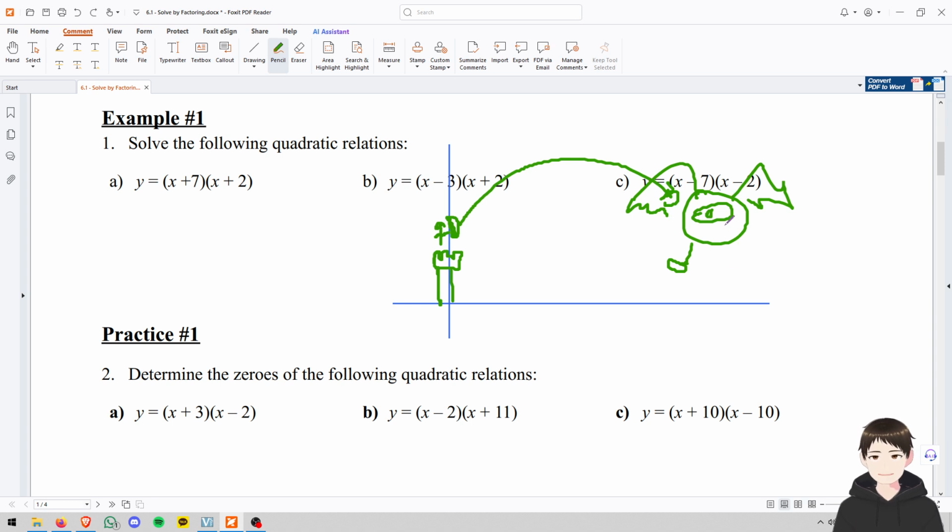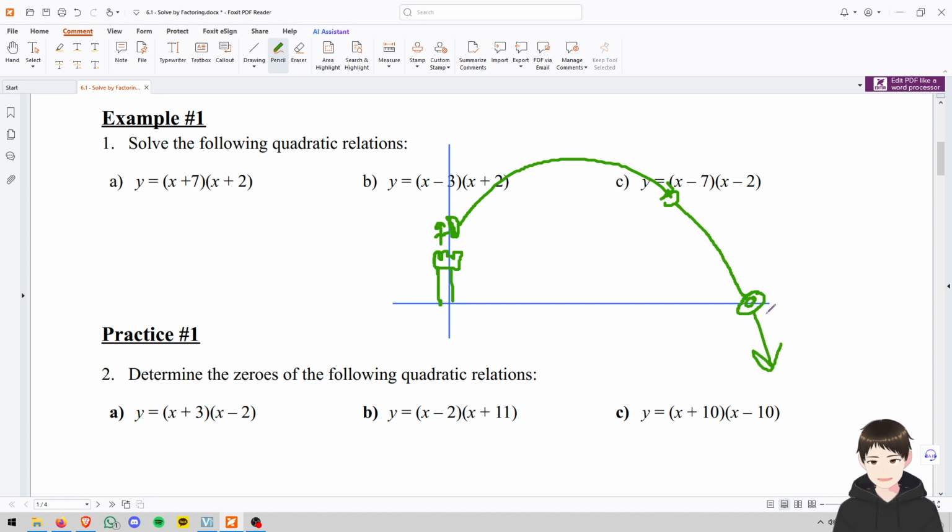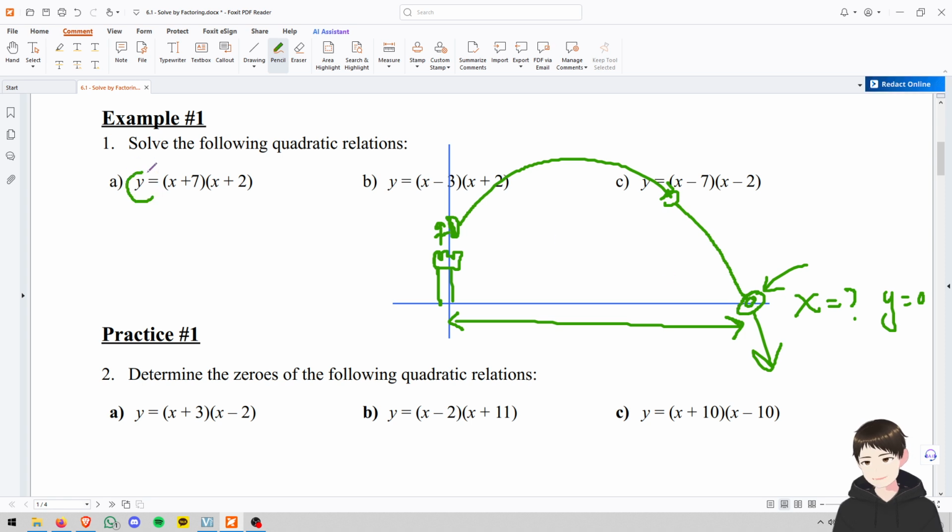What if that monster wasn't there and this happens to not be medieval and it's actually a target on the ground? What you might want to know is where that is. In other words, you want to know how far away that is. You want to know what the x is when the y value hits a zero, when the height hits a zero.